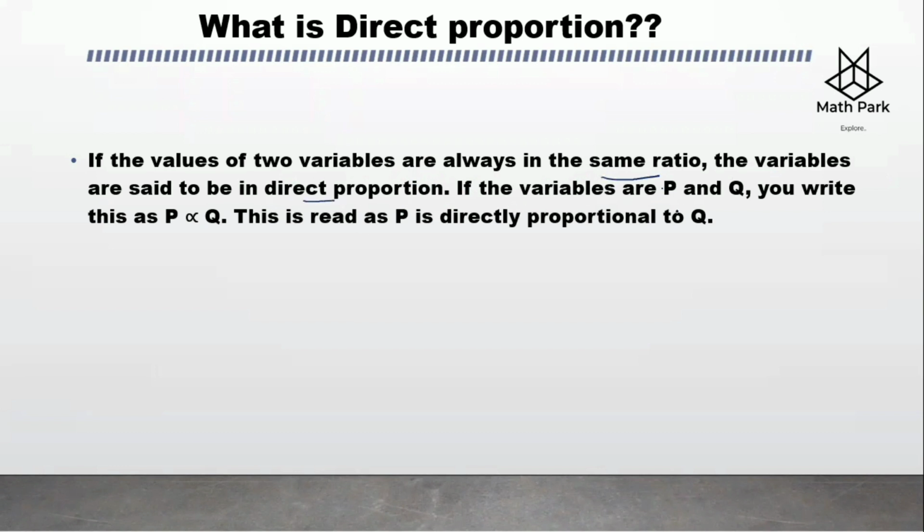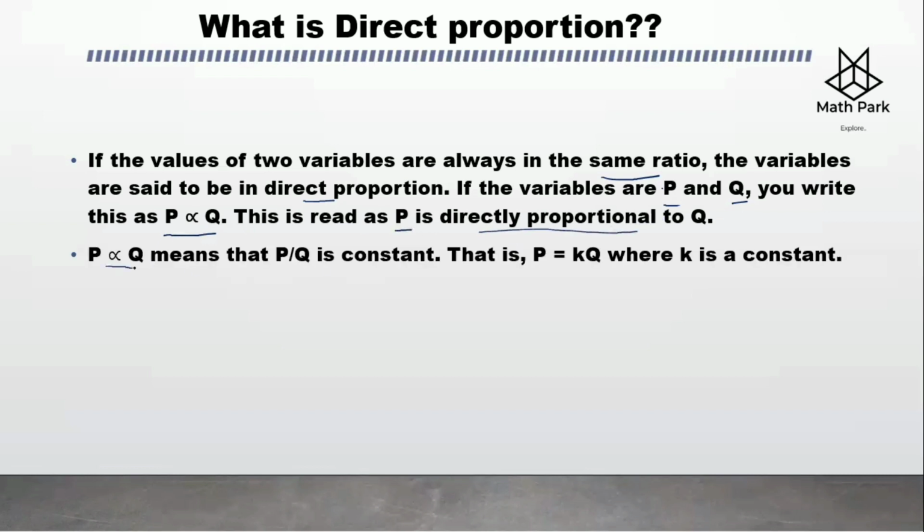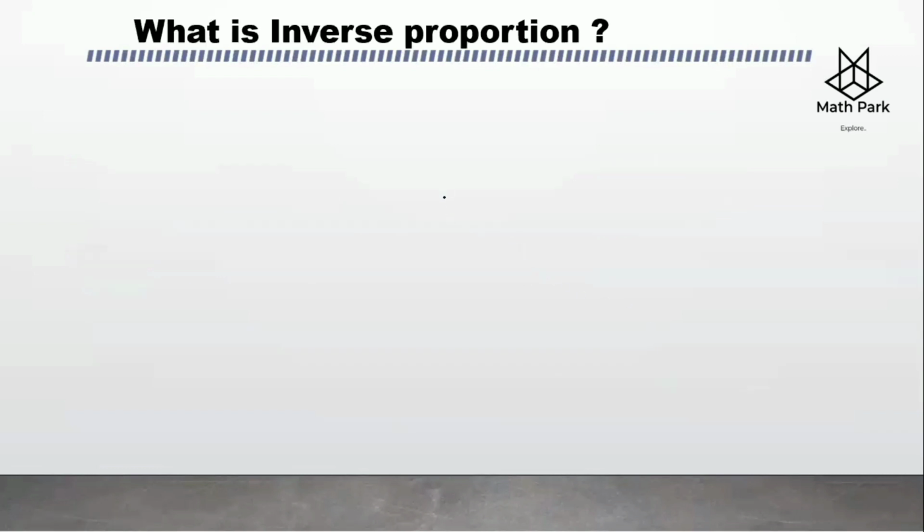If the variables are P and Q and you write P is directly proportional to Q, this is read as P is directly proportional to Q. And if P is directly proportional to Q, this means that P upon Q is constant. That is, the ratio is constant. So when we remove the proportionality sign, it becomes P is equal to KQ, where K stands for the constant of proportionality. Now let us understand what is inverse proportion.